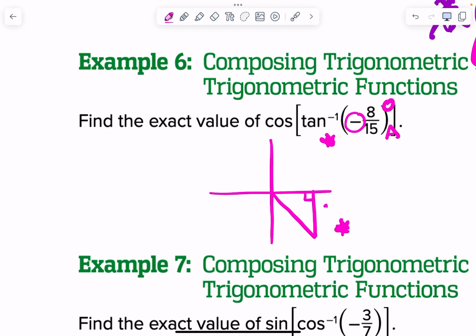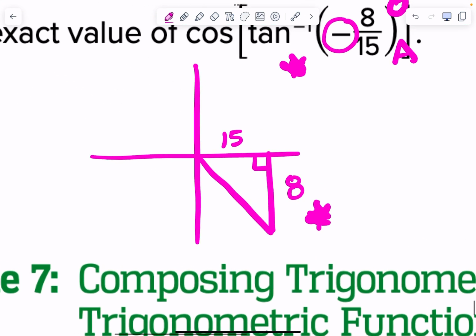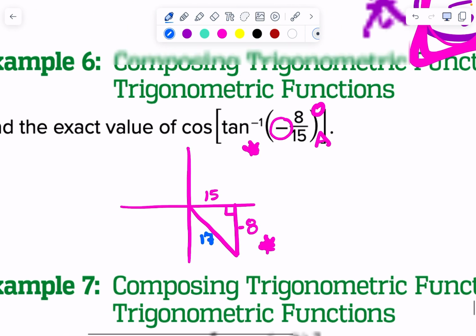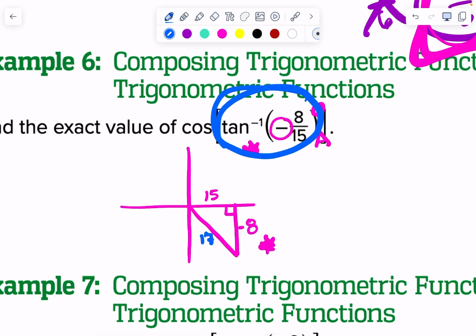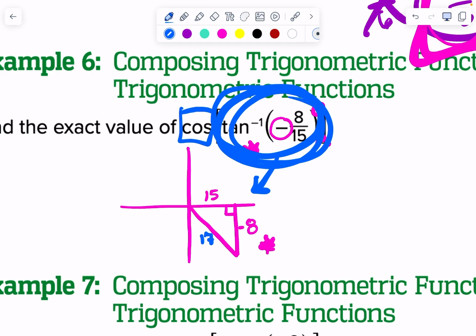Now, tangent is opposite over adjacent. So the opposite side is 8, the adjacent side is 15. Which one is negative? The 8, because it's down. Then I've got to figure out what the hypotenuse is. 8, 15 is a special one: 17. Is 17 positive or negative? Always positive, because it's the hypotenuse. This inside stuff is kind of confusing, but it made me draw what the triangle looks like. Now I just have to find cosine of it, and then I'm done.